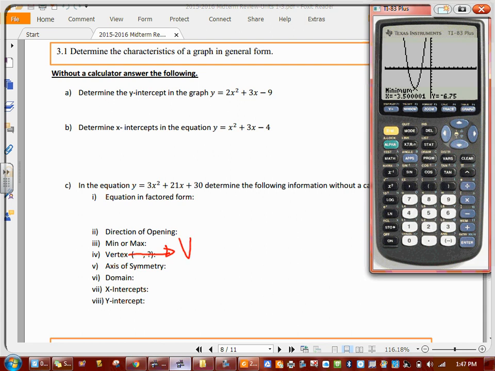Everything we've done in Unit 3 is all about analyzing equations. So we analyzed it in general. Now we've got to analyze it in vertex form. So vertex form is also called standard form. Okay, so let's take a look at our next question.